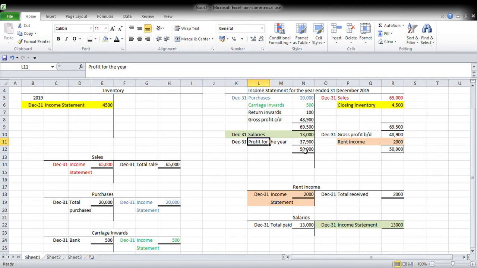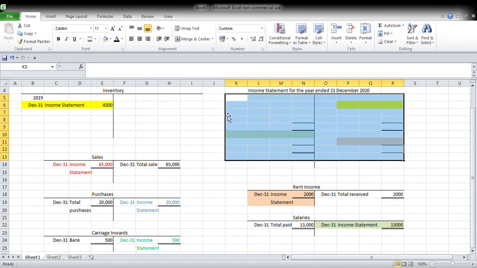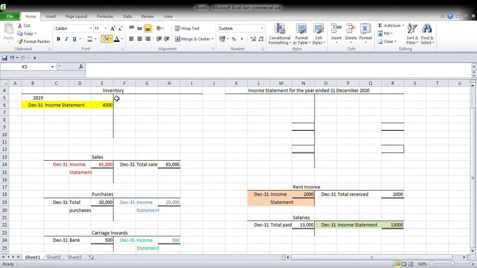This year is done already. Now next year, January 1st, 2020, the following year, what happens? When I want to do my income statement for next year, this is what happens. Let me just erase all this, and then we are going to look at next year's figures. Now, this closing inventory from 2019 has to be balance carried down, because this is an asset. I told you just now, asset gets carried down to the next year.